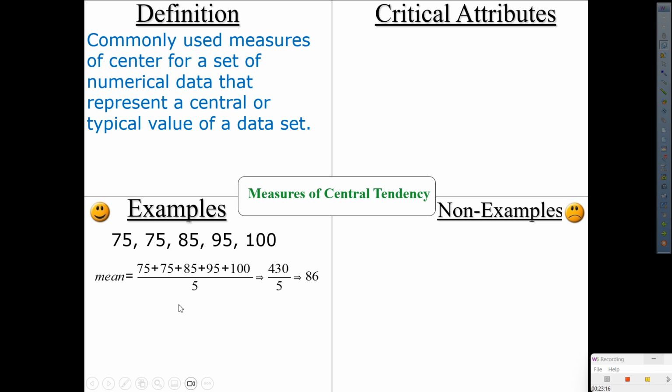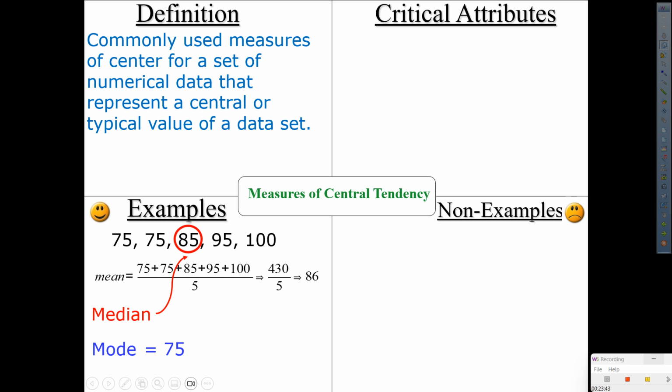What's our second one? Median. That is correct. Now that it's in ascending order, the median is 85. And last but not least, mode. How do we find the mode? By looking at the data and seeing which number is repeating the most. That is correct, which is 75.